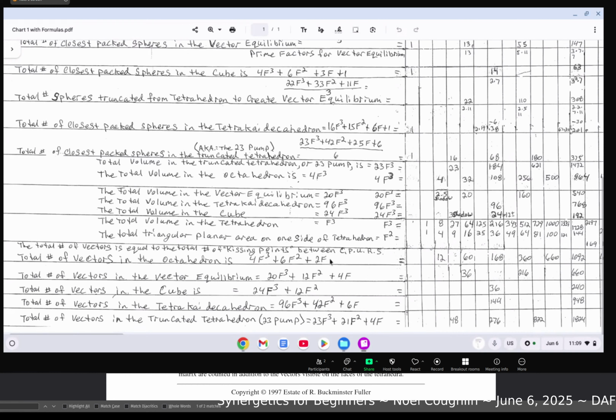So if you add frequency plus 1 to the total number of vectors in the octahedron at any frequency, you'll transform those total number of vectors into the total number of spheres in this cube. For instance, frequency is 1, so if I add frequency plus 1, which is 2, to 12, I get 14. So if I add, this is a 2 frequency vectors in the octahedron. If I add 2 plus 1 or 3, which is frequency plus 1.